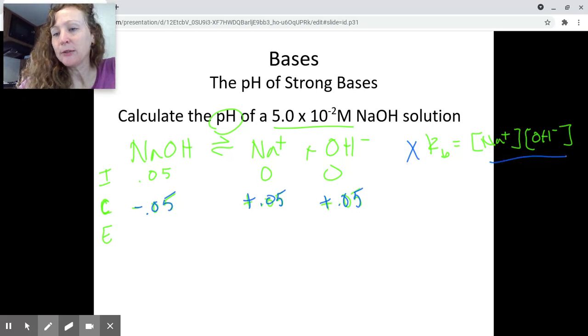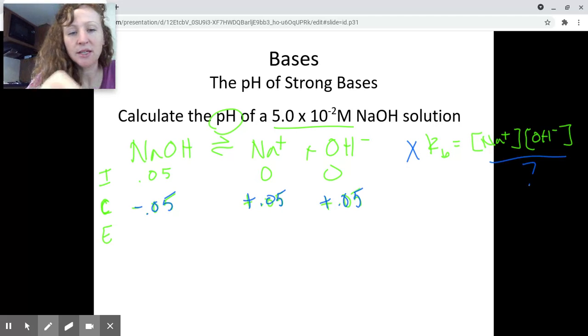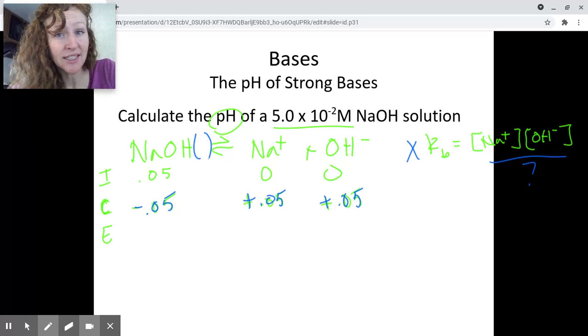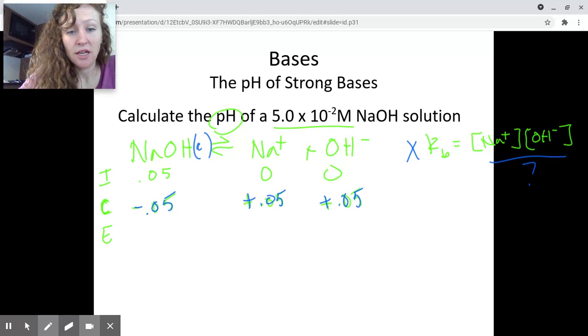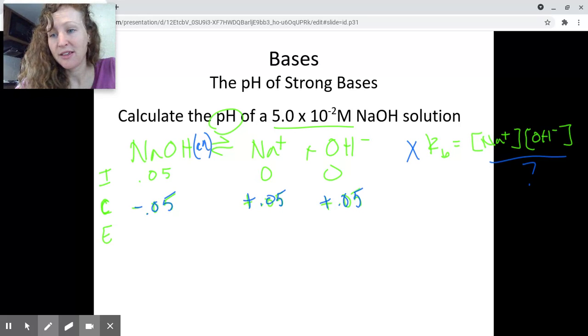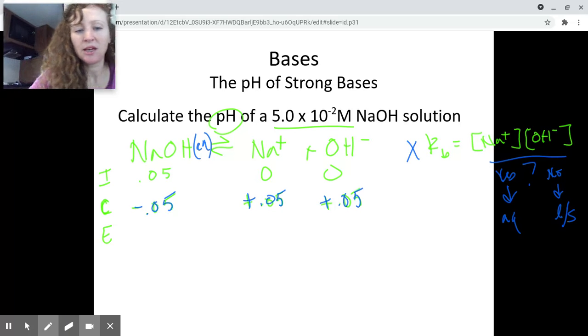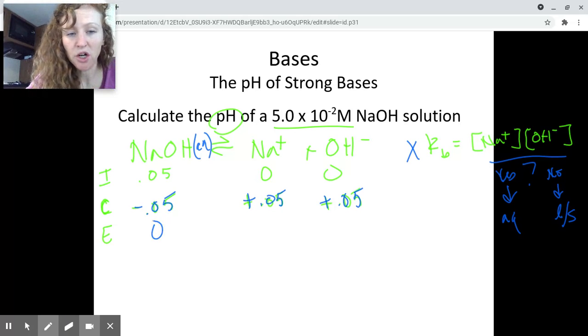Also, the denominator of this is going to depend on the state of this NaOH. If it's an NaOH solid, it's not going to be in the Kb equation. If it's NaOH aqueous, then it will be down here. So you have to be careful of your states when you're dealing with this, right? But in this case, we don't actually need the Kb because it's a very strong base.